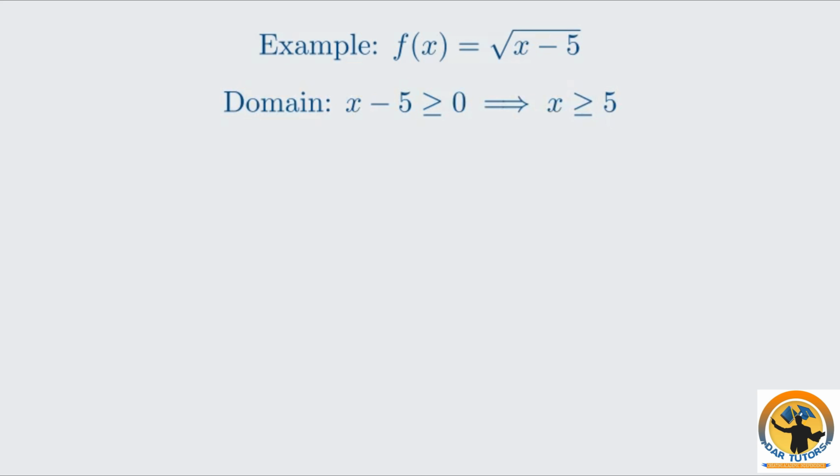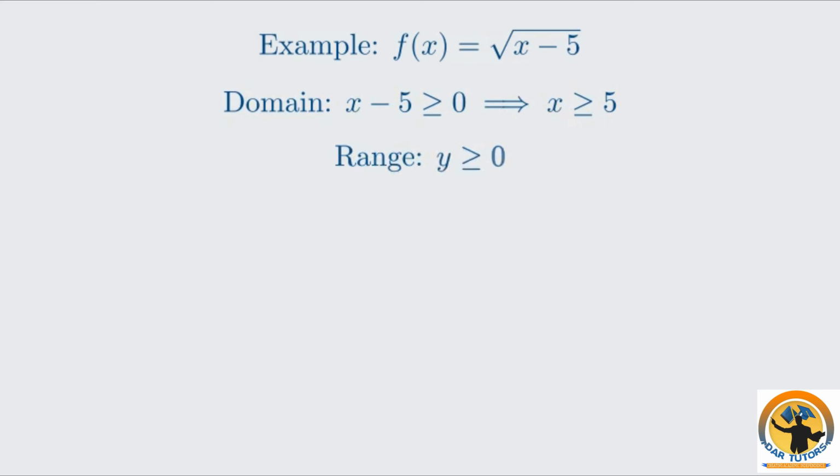Let's apply these rules to find the domain and range of some functions. Consider f of x equals the square root of x minus 5. For the square root to be a real number, the expression inside must be non-negative. So x minus 5 must be greater than or equal to 0, which means x must be greater than or equal to 5. This is our domain.